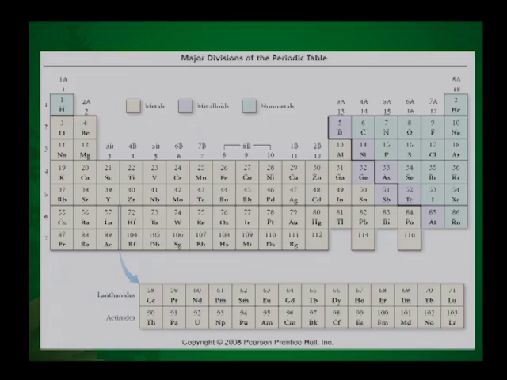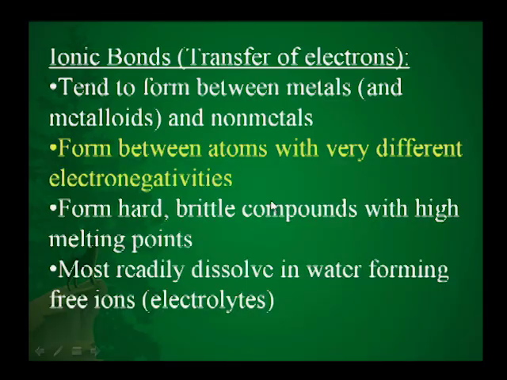As we look at the periodic table, there's a line here that basically separates the metals and nonmetals, or excuse me, metals and metalloids from the nonmetals. So members from this side tend to bond with this group in forming ionic bonds. They tend to form between atoms with very different electronegativities. That's something I'll come back to in a few minutes, but electronegativity refers to how strongly an atom holds electrons.